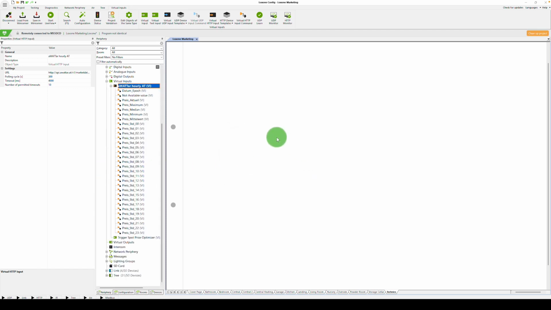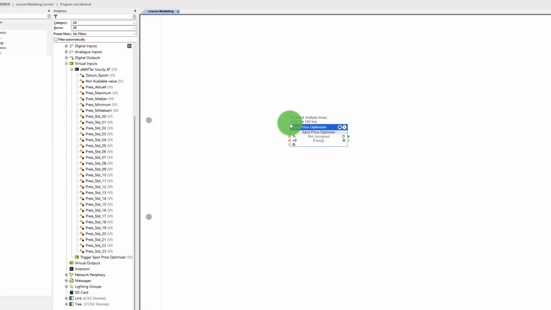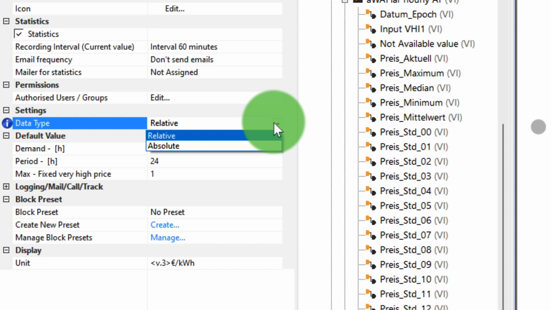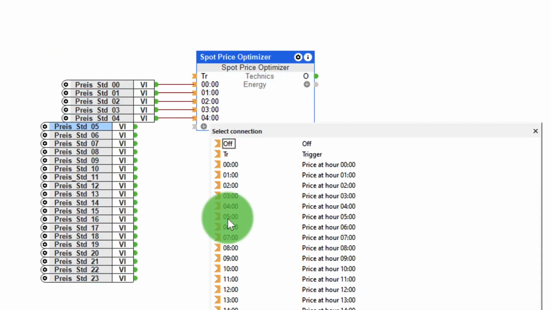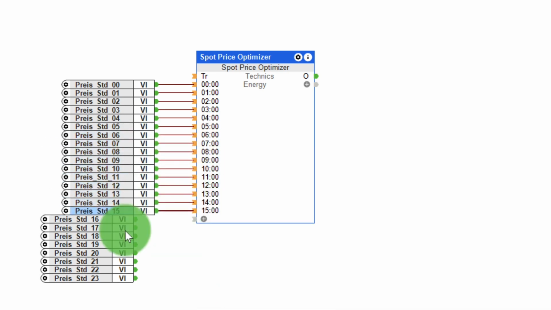Now, let's add the new spot price optimizer function block. First, the data type must be set in the properties of the function block. You should set this depending on whether the electricity prices are transmitted via the API in relative or absolute terms. In my example, I work with an absolute value, and now I connect them to the inputs of the block.